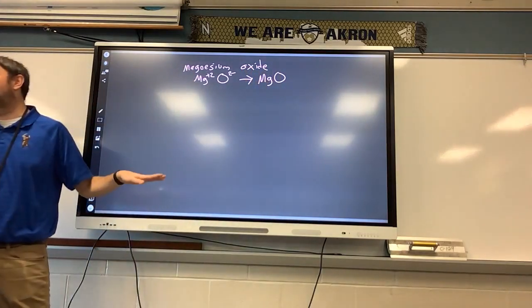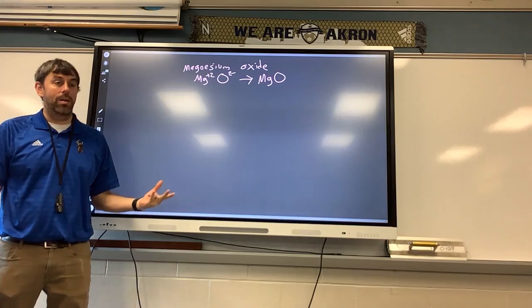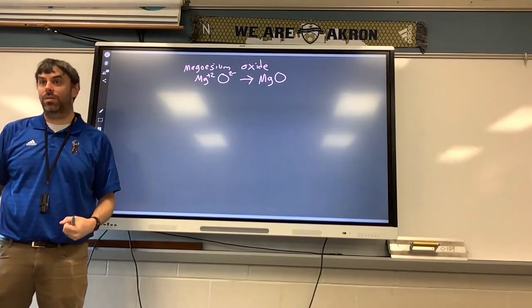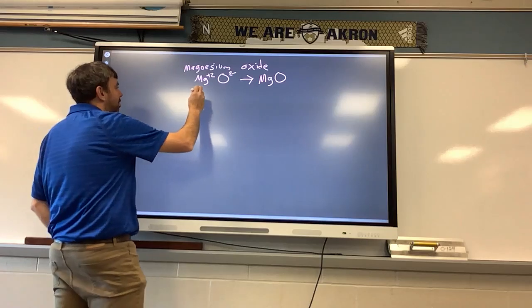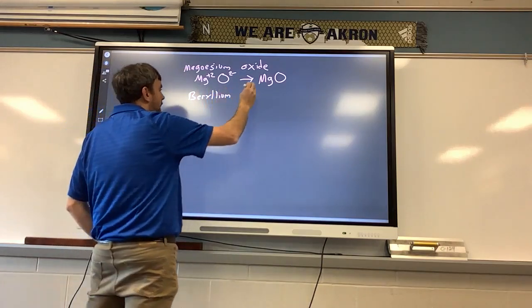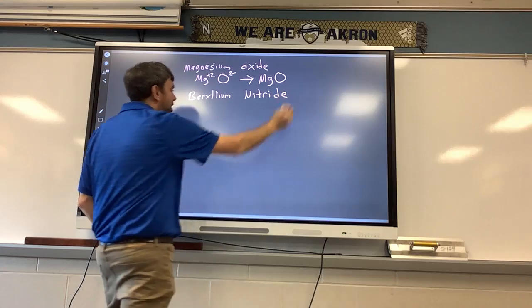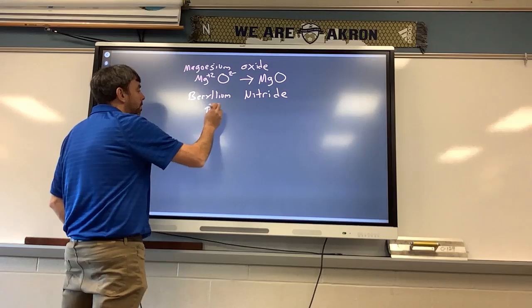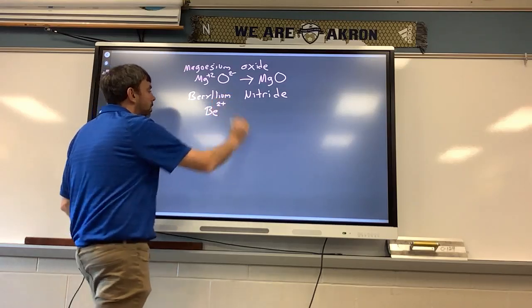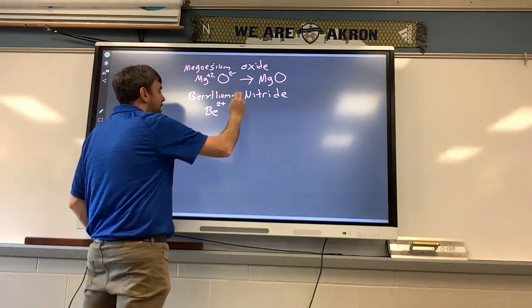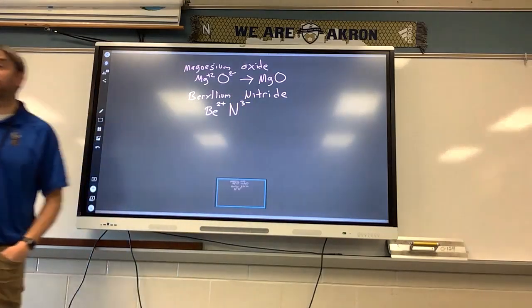If it matches, the numbers cancel out because it's just MgO. That means that magnesium has how many to give? 2. Oxygen is how many to take? 2. Perfect match. What if it's not, though? What if we had something like beryllium nitride? Beryllium nitride. Beryllium is what symbol? Be. What is the charge for beryllium? Plus 2. What is the symbol for nitrogen? N. What is the charge on nitrogen? Minus 3. Is that a perfect match?